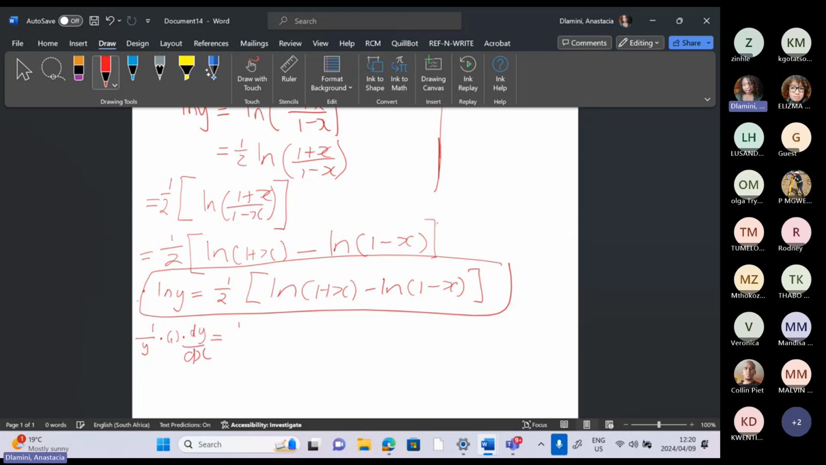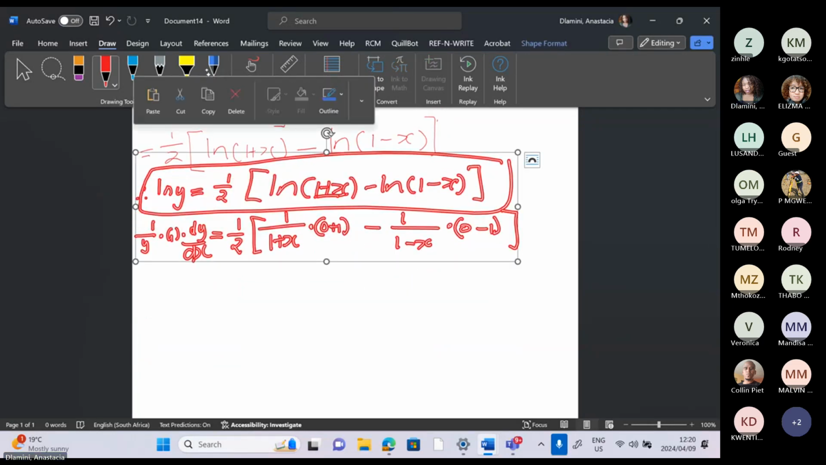This is equal to 1 over 2 times: 1 over the inner function (1 plus x) times the derivative of the inner function, in this case 0 plus 1, minus 1 over the inner function (1 minus x) times the derivative of the inner function, which is 0 minus 1.